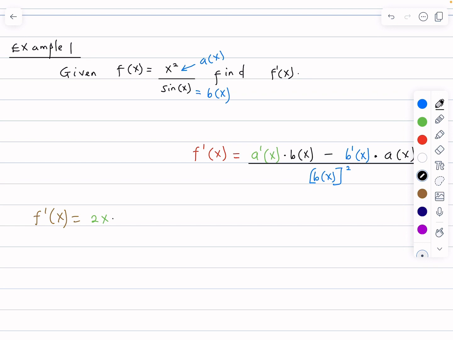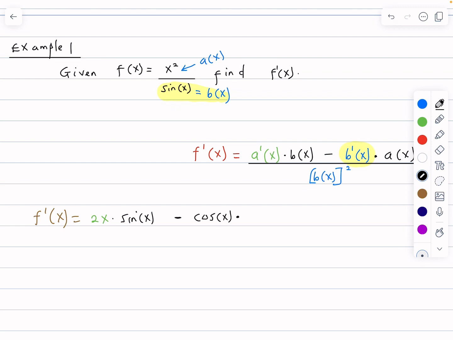Then times, I keep b of x just the way it is, because that's the next step if you're following this. So this is b of x. I keep b of x just the way it is. So b of x is what? Sine x. Then I have minus, then the derivative of b of x, because this is the next step. That's b prime of x. So the derivative of b of x, which is sine x, is what? Cos x.